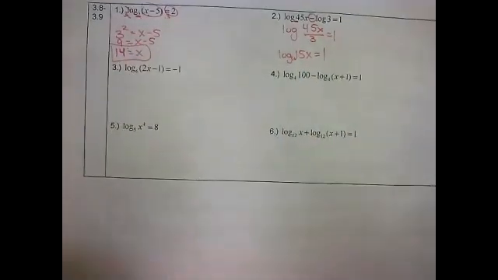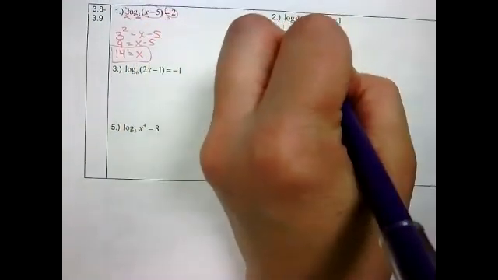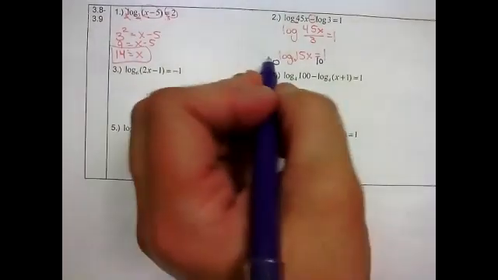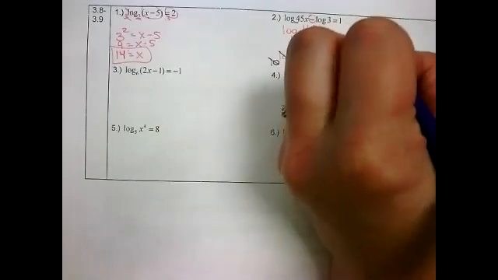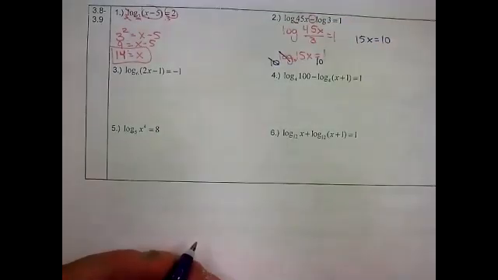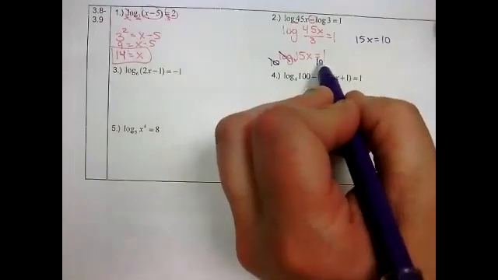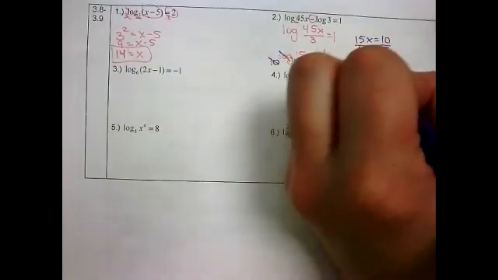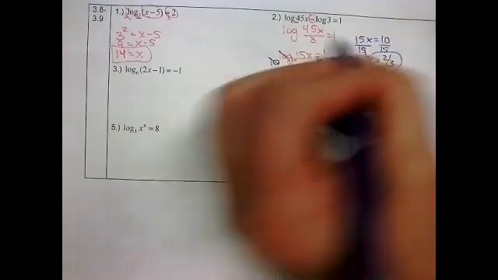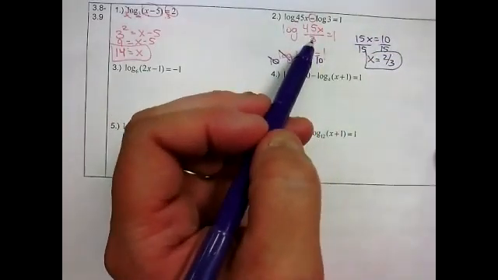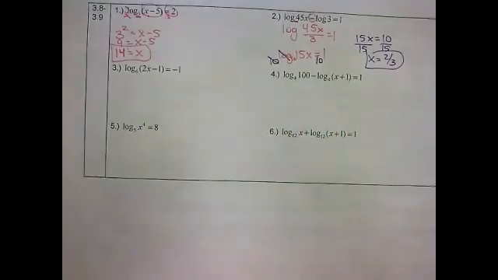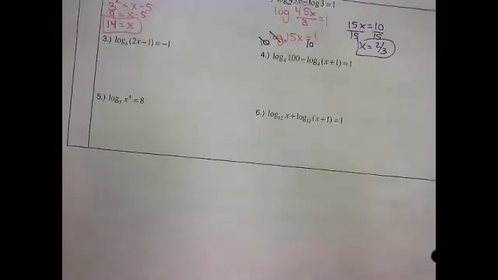To get rid of that, I'm going to have to raise both sides using a base of 10. That's going to cancel, and I'm going to have 15x equals 10, 10 to the first power. Now I'm going to divide by 15, and I get x equals 2/3. If you didn't remember to divide right here, that's fine too. It would still come out the same way. You would just have to multiply by 3 after you raise it. So you would get 45x equals 30, and then divide by 45, and you would still get 2/3.